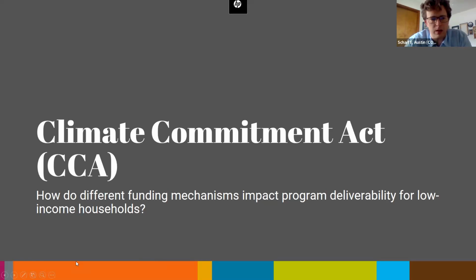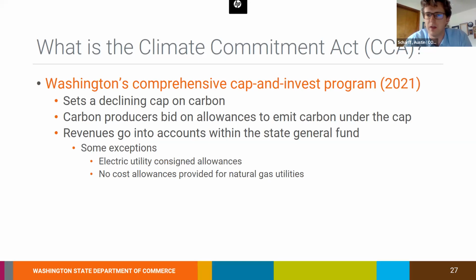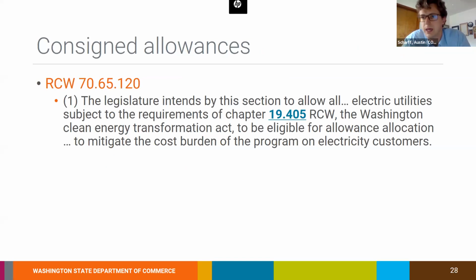One of the topics that's come up from stakeholders is revenues from the Climate Commitment Act, our comprehensive cap and invest program that the legislature passed in 2021. This program sets a declining cap on carbon emissions statewide. Carbon producers bid on allowances to emit carbon under the cap, and those revenues go into the state general fund. There are a few exceptions for different types of allowances that I think this group will be fairly familiar with: the electric utility consigned allowances and the no-cost allowances provided for natural gas utilities. We're going to talk about those real quick, just so that we're all on the same page as to what's in the CCA and what the legislature has required for these different elements.